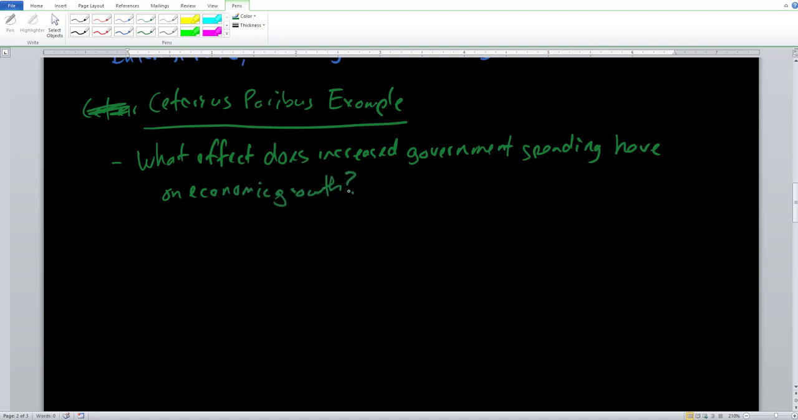And as you can see from this question right here, we're only going to be focusing in on two variables. We have government spending and economic growth. What impact does increased government spending have on economic growth? Is it going to increase economic growth? Is it going to decrease economic growth? Does it have no impact on economic growth? These are the only two things that we should be focusing in on. We want to leave every other single relevant factor or variable constant according to ceteris paribus.